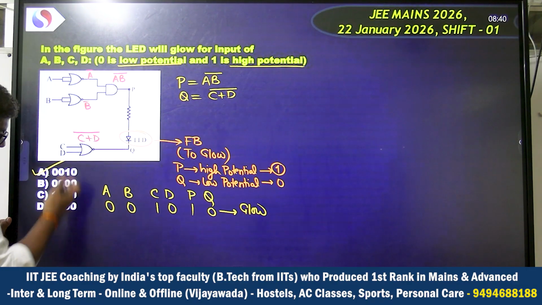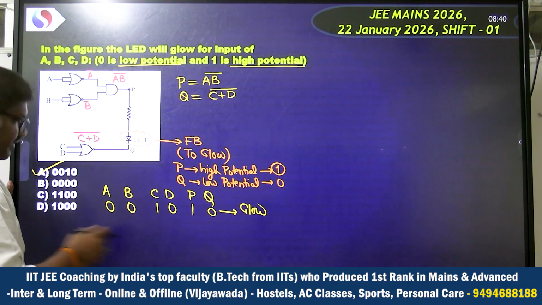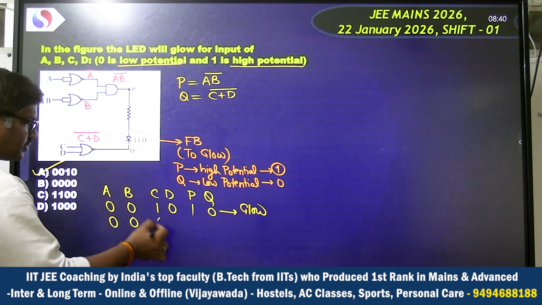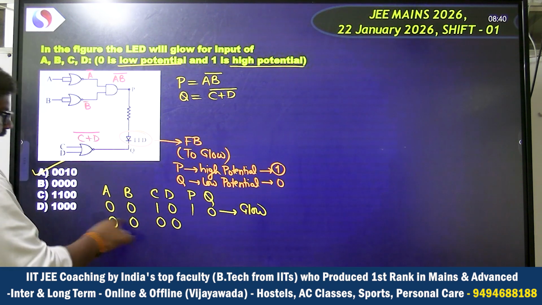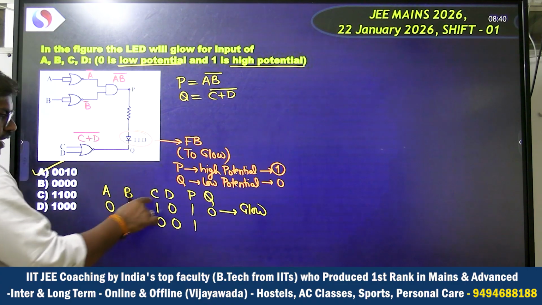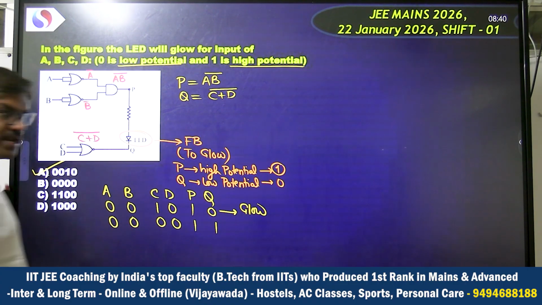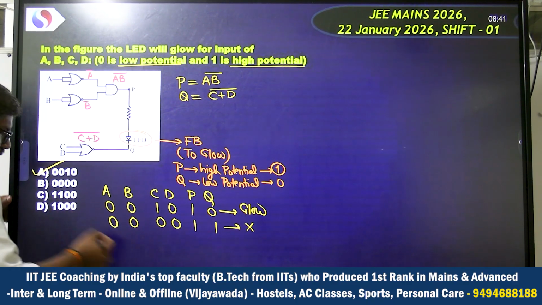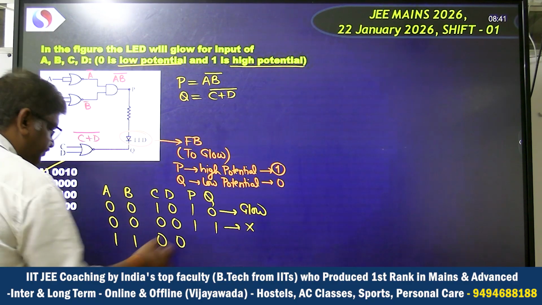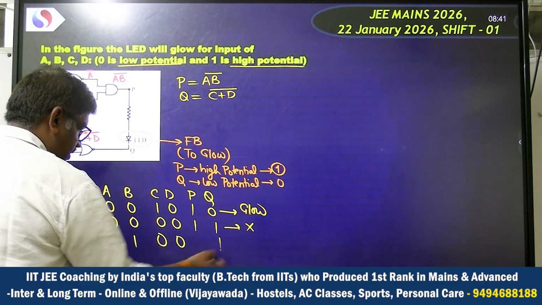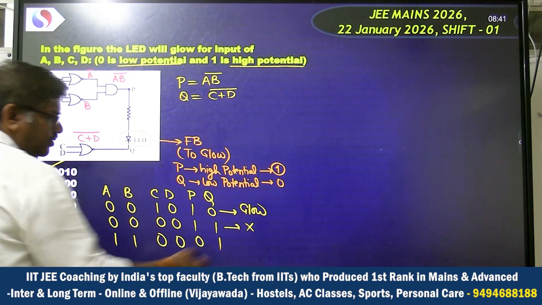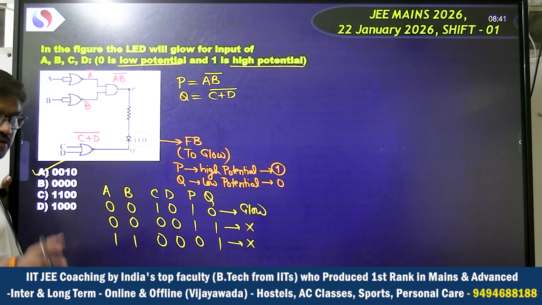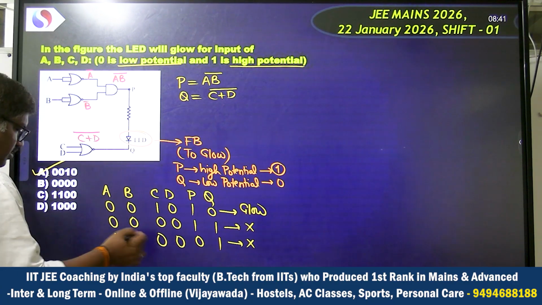I don't need to check the others, but just for verification, let's check one more. Suppose the values are 0, 0, 0, 0, then what is P? AB will be 1 and CD is also 1. So both are at the same potential, it will not glow, right? For 1, 1, 0, 0, again it will give you 1, but this will give you 0. So again P will be at the low potential, Q will be at the high potential, the LED will be in reverse bias, and will not glow.